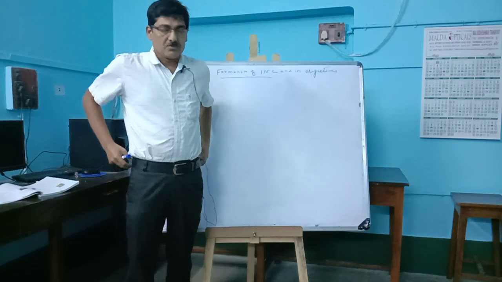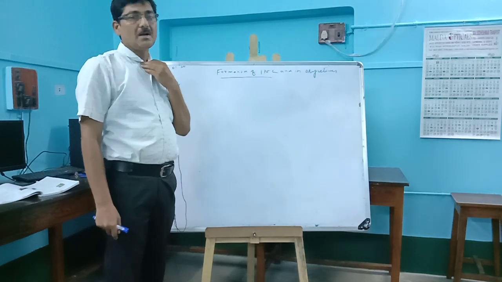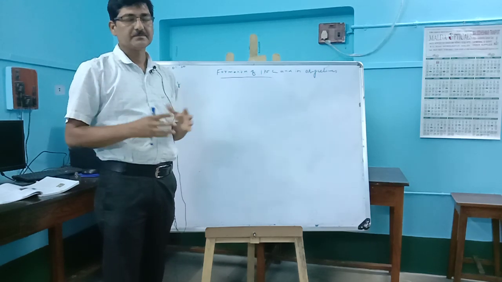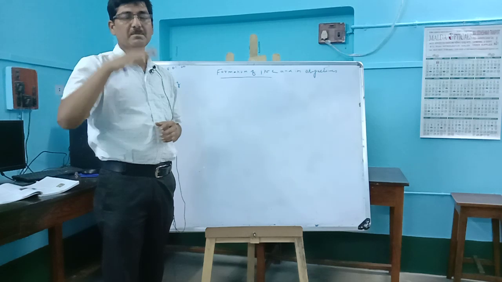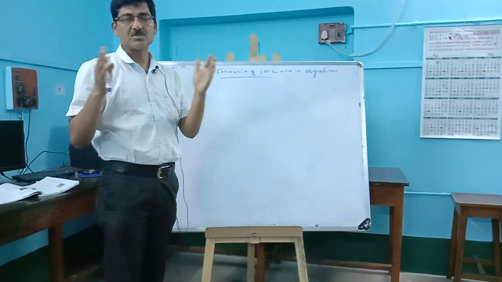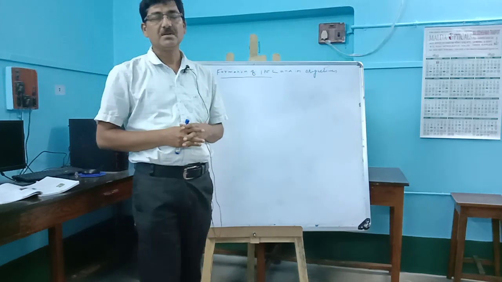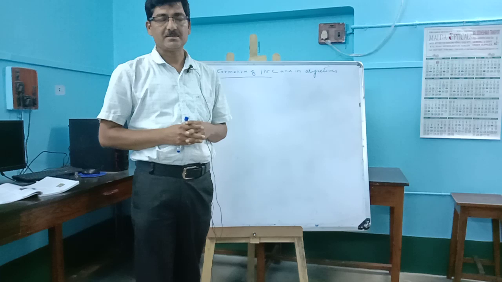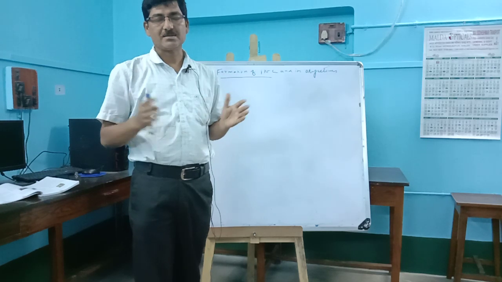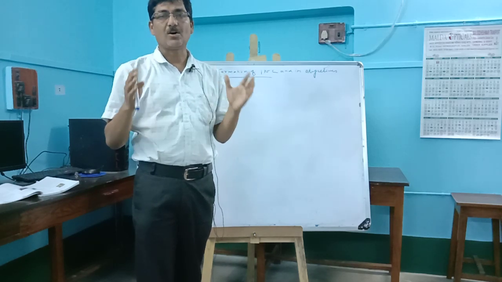Once again, I am here to take your class, subject history, class 10. I started the second chapter, the rise of nationalism. So far, I can remember that I had completed in the first class the factors which are responsible for the growth of nationalism. Under the headings: the social and religious reform movements; second, the repressive colonial policies of Lord Lytton; third, I discussed the role of press and literature; fourth, I discussed the economic exploitation.